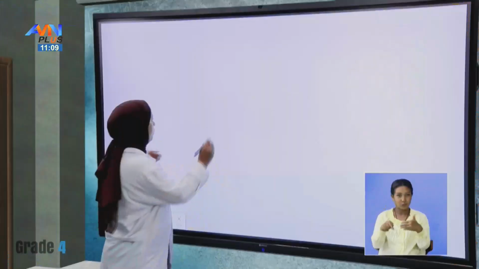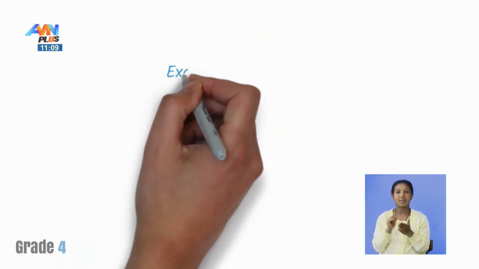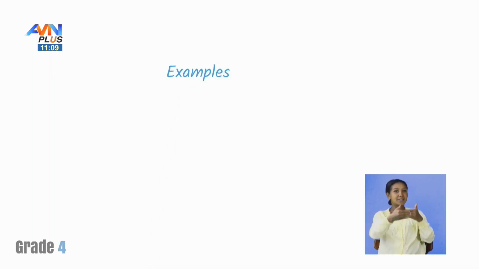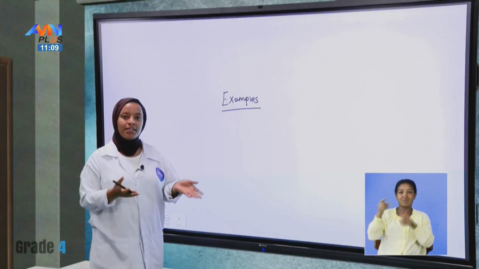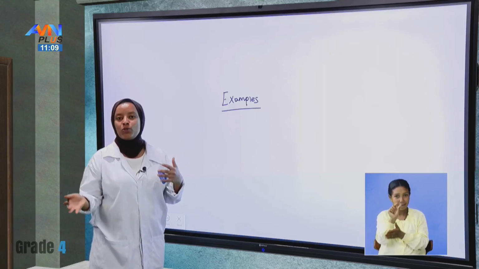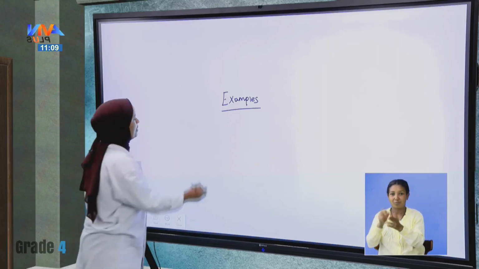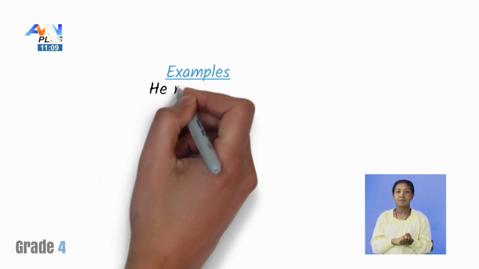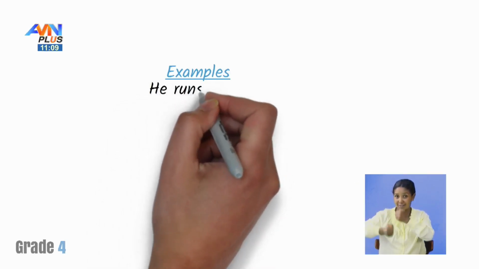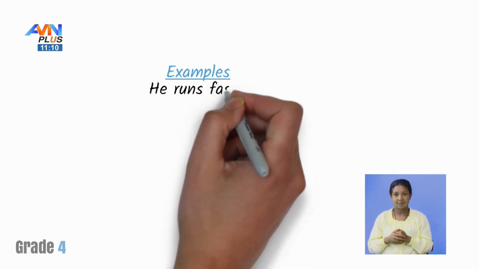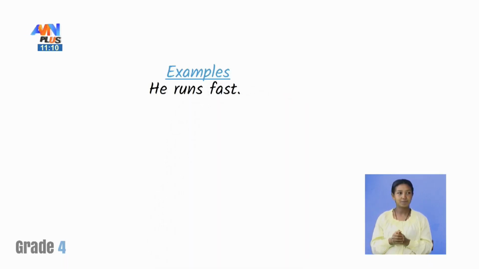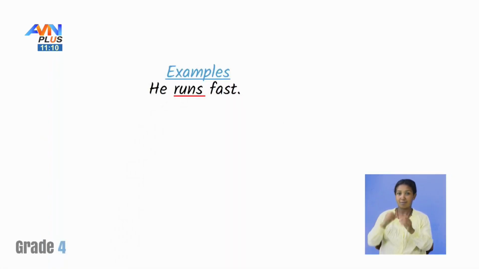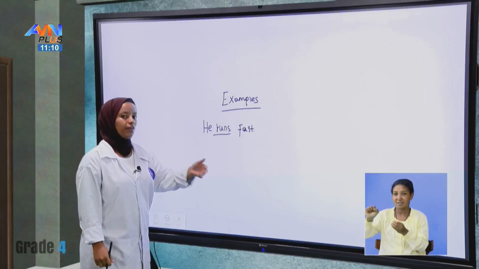Let us continue. Here are examples of what simple present tense verbs look like. Let us take some pronouns and also nouns. Here is he. Run, runs fast. So here, he runs. We just add S at the end of the verb. Let us keep going.